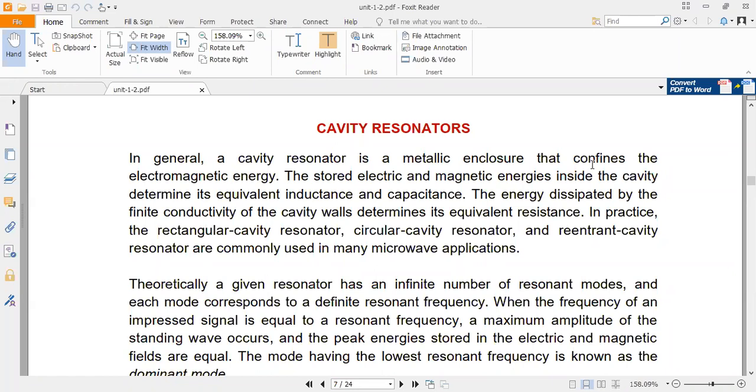Now we are going to study about cavity resonator. What is a cavity resonator? First, we discussed already about waveguides, operation of the waveguide in TM mode as well as in TE mode. We defined various waveguide parameters. What are the losses in the waveguide also we have seen. Now we are moving to cavity resonators. What does cavity resonator mean?